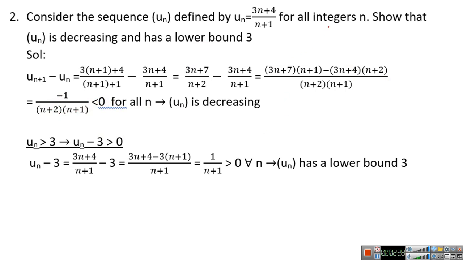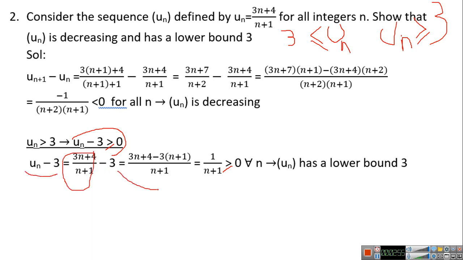Lower bound means all the terms of the sequence are above this number 3. In other words, un is bigger than or equal to 3. If you take the 3 to the other side, you want to show that un minus 3 is bigger than or equal to 0. So you start with un minus 3, same denominator, positive over positive is positive. So we have proved that un has a lower bound. Okay, very simple.